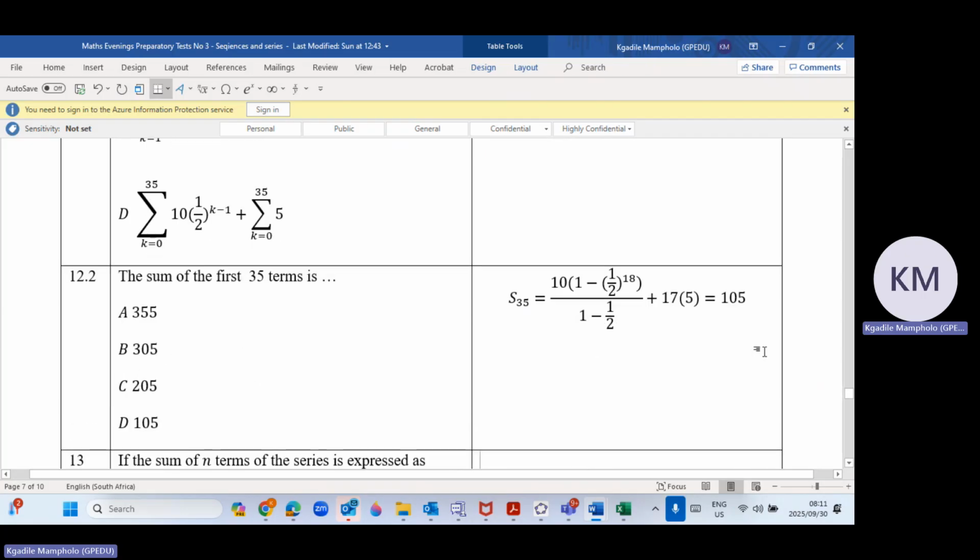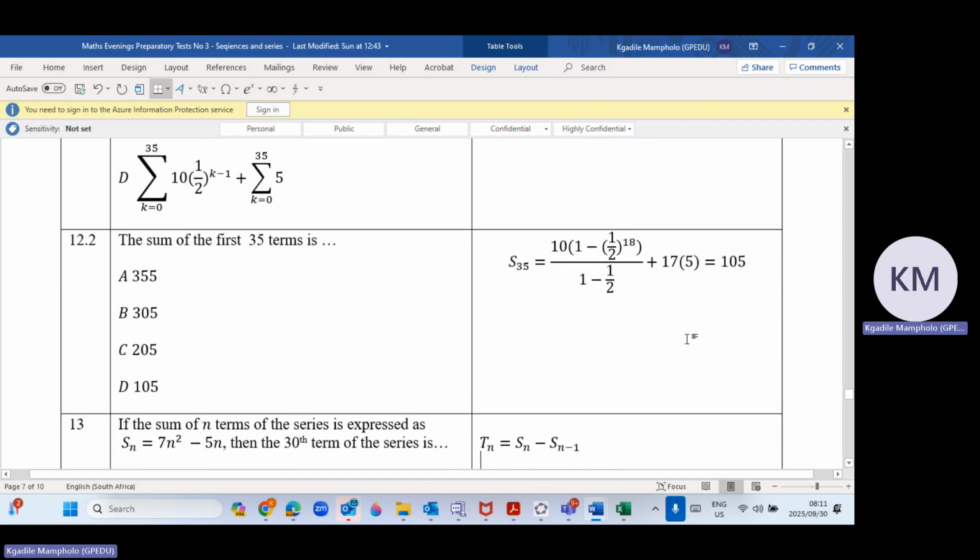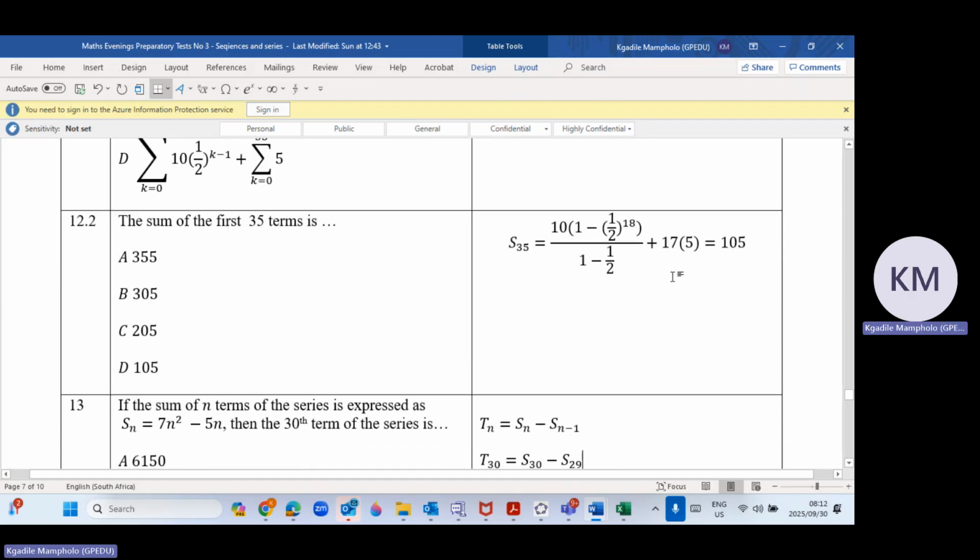The sum of the first 35 terms is, so obviously, let's check, this will be the sum of 18 terms plus 5 times 17. Remember, we have seventeen 5s in this, then the answer will be 105. So the sum of 35 terms will be the sum of 18 terms of the geometric part and the sum of 17 terms of 5s.